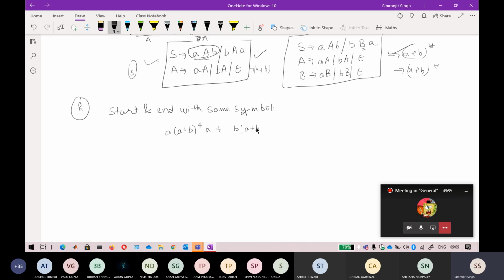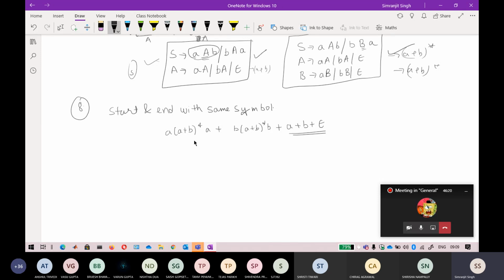In between anything can come. It is ending with B also. Plus, there is a single A, there is a single B, and epsilon is also a part of this language. Okay. So most of you will be forgetting about this stuff, that A plus B plus epsilon is also a part of the language. Okay. So now how do you write it?